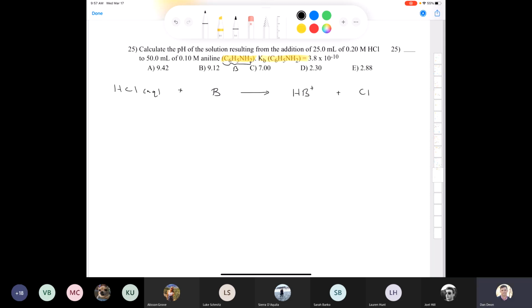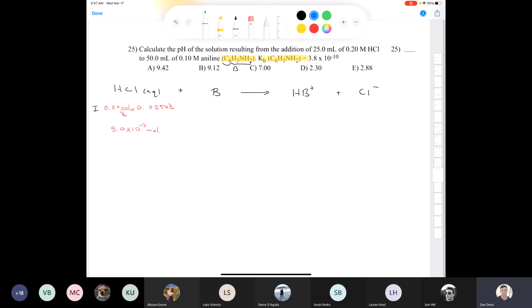Plus, you're going to end up with a chloride ion, all right? Well, what's the initial number of moles of our HCl that we're starting out with? Let's see if we can figure that out. We're starting out with 25 mL of a 0.2 molar solution. So we have 0.20 moles per liter multiplied by 25 mL. If we convert that to liters, we get 0.0250 liters. These cancel, and we end up with, initially, 5.0 times 10 to the negative 3 moles of HCl.